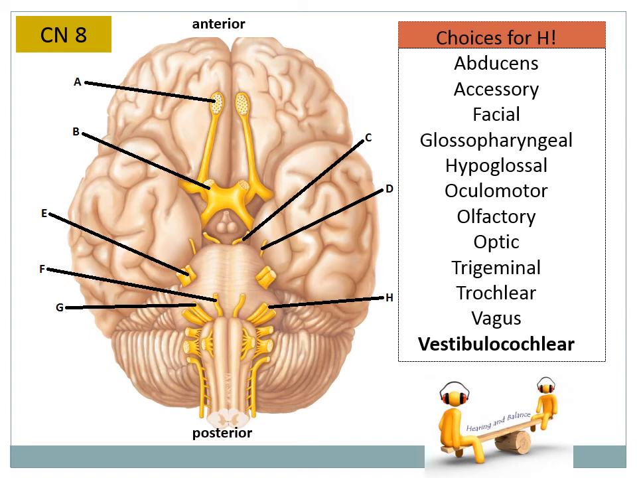So I remember that number 8 is vestibular cochlear because of V8 juice, right? So V8 juice and vestibular cochlear, because number 8 is vestibular cochlear.